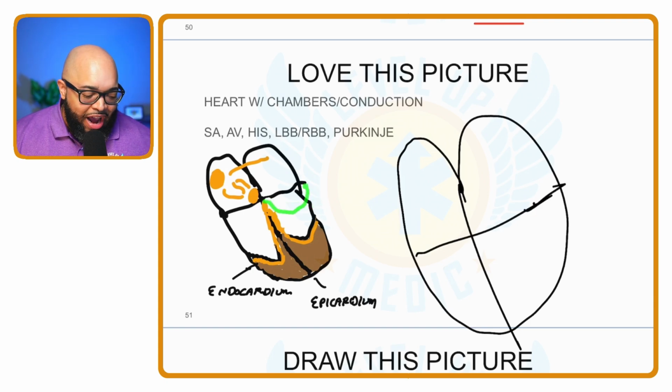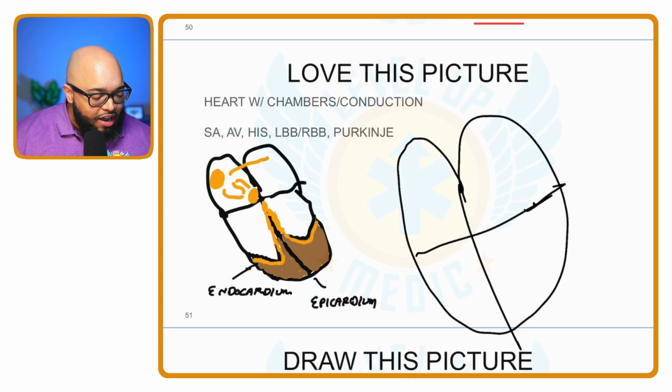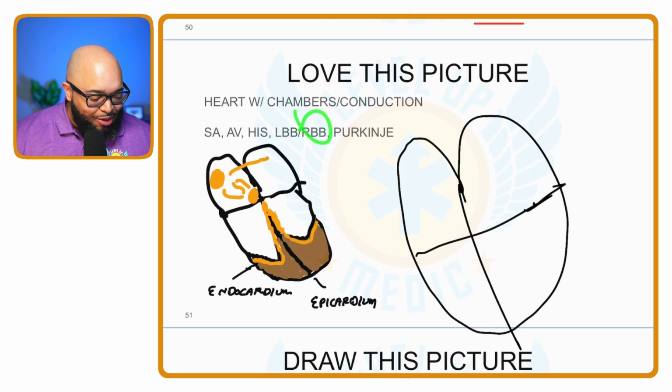So remember, the right coronary artery supplies this piece, and the left coronary artery, more specifically the left anterior descending, supplies this fascicle. Just make sure you know all of this. From this picture, we can now cover the heart, the chambers, the conduction, the SA node, AV node, bundle of His, the left and right bundle branches. Purkinje fibers are, of course, down here. We can cover a whole lot of ground with a picture, right?